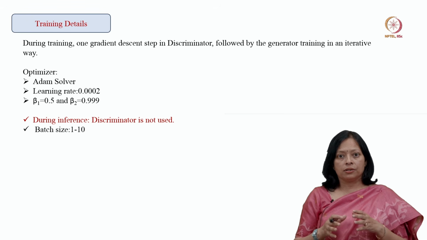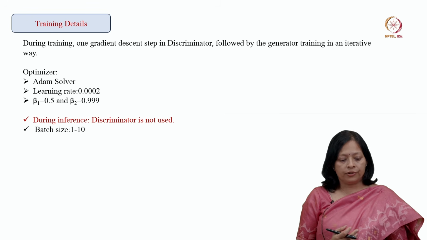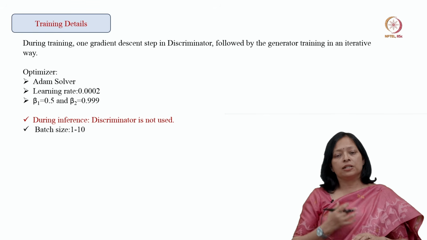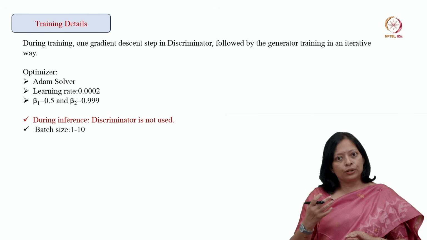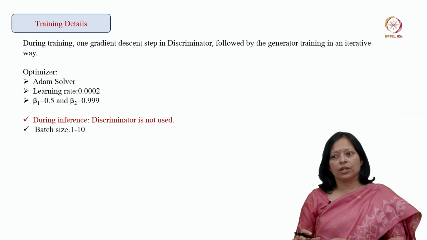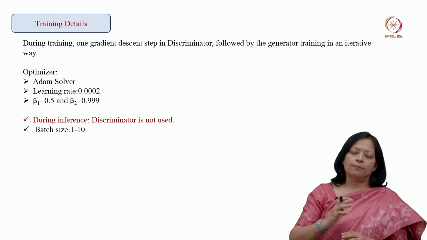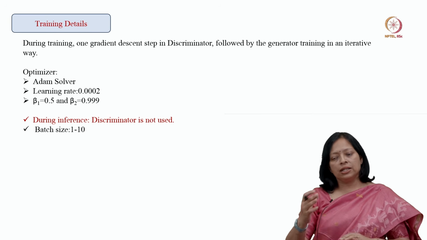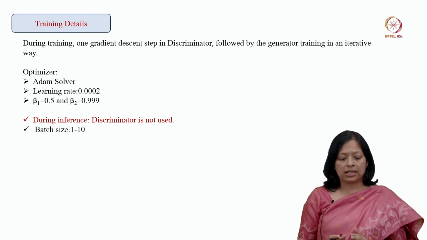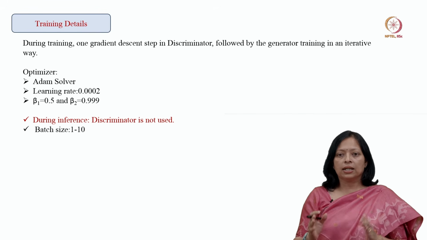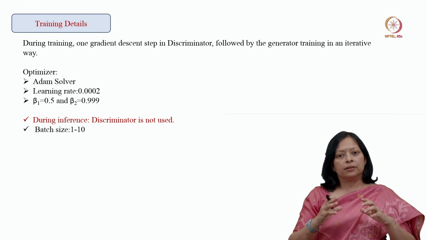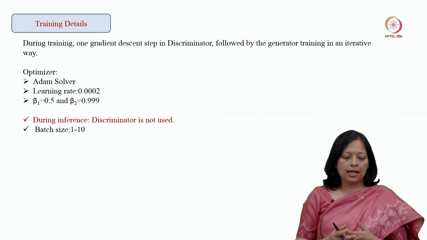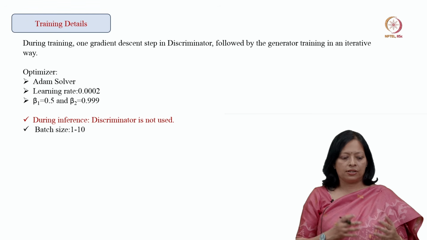A very important thing I would like to mention is that during inference the discriminator is not used, because the role of the discriminator is to push the generator to improve its performance to a level where it can generate images that exactly match or are very similar to the real image. During training both the generator and discriminator are there, but during inference only the generator with all the learned parameters works, and it generates the fake images. The batch size during inference is usually 1 to 10.